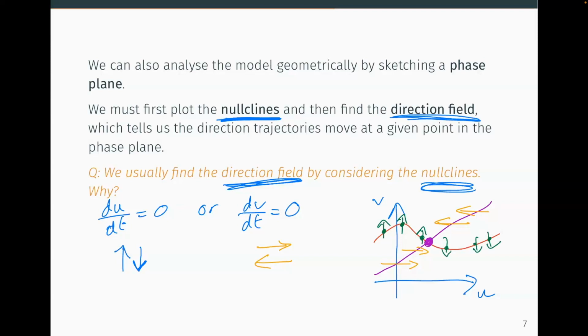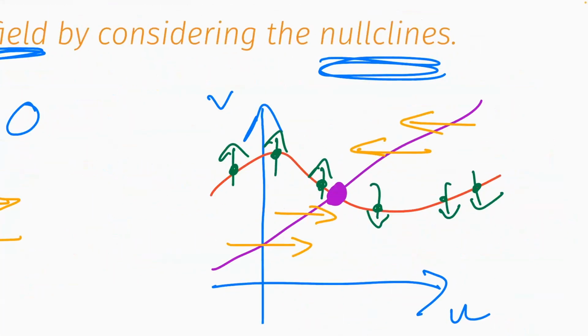Can anyone tell me what this purple dot is that I'm sketching on here? Both of them are 0? Both of them are 0, exactly. So what does that mean I have? What do we call it if both of our equations will be equal to 0? If du dt is equal to 0 and dv dt is equal to 0, what do we have? An equilibrium. Yeah. So when we have our nullclines intersecting, we have an equilibrium.